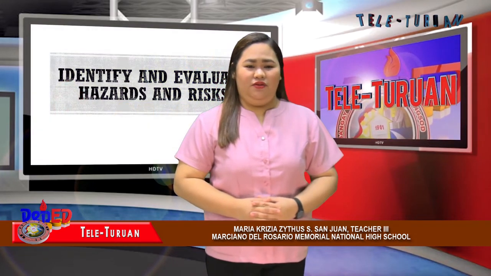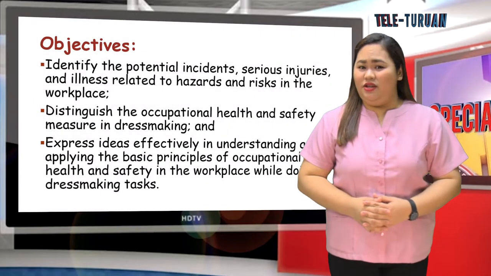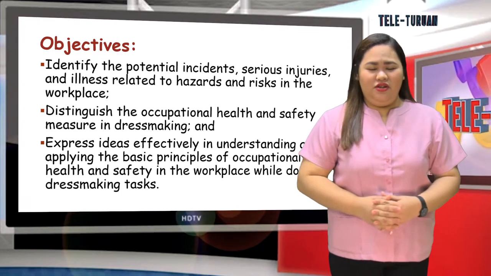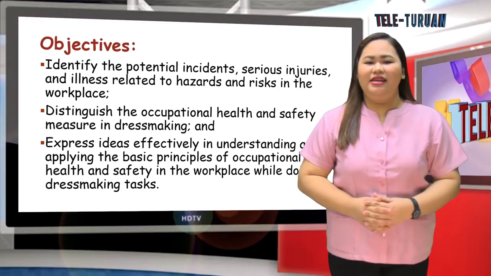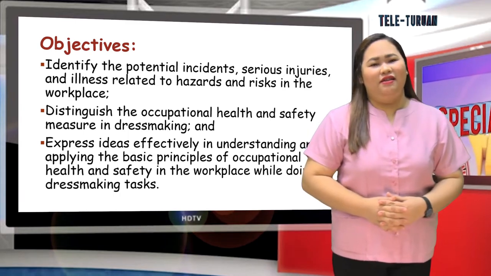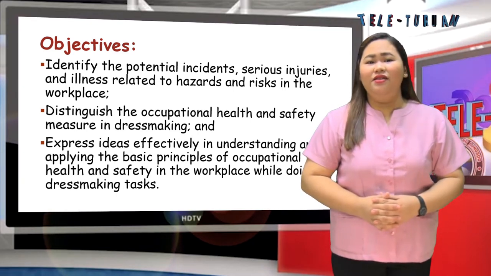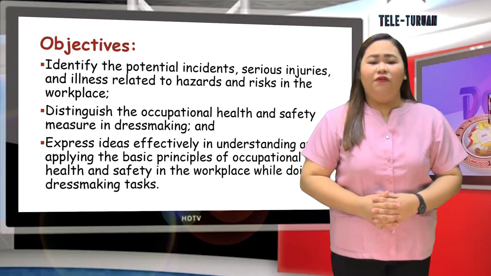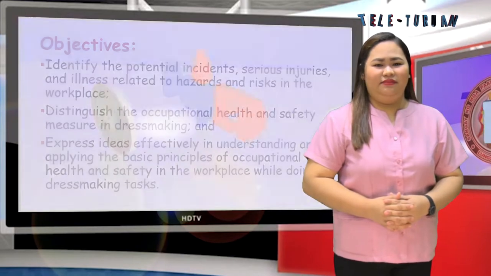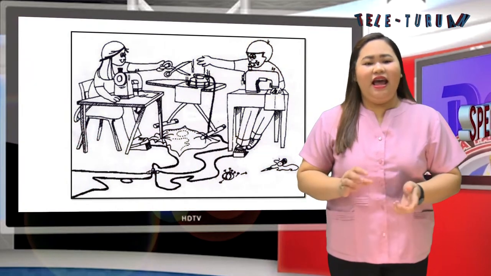Our lesson for this episode is identifying hazard and risk in the workplace. At the end of this lesson, you will be able to, first, identify the potential incidents, serious injury, and illness related to hazard and risk in the workplace. Second, distinguish the occupational health and safety measures in dressmaking. And last, express ideas effectively in understanding and applying the basic principles of occupational health and safety in the workplace while doing dressmaking tasks.